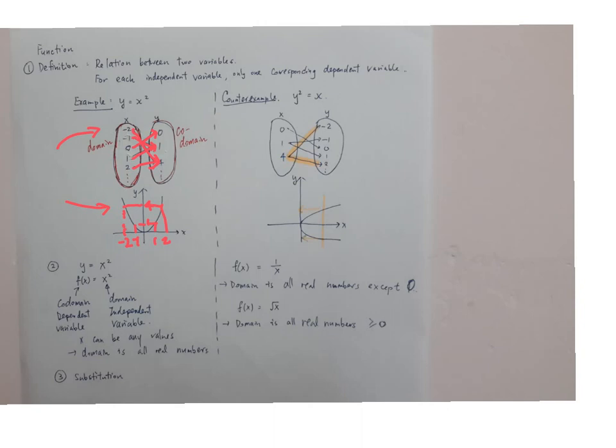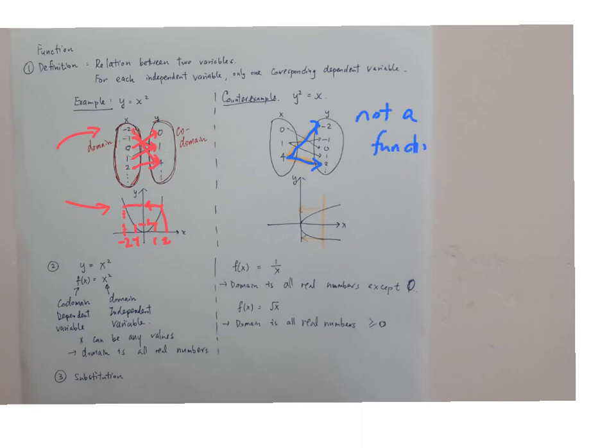But if you look at another example, y squared equals x. When I substitute x equals 4, y can be -2 and 2. So in this case, for each independent variable x, there is more than one corresponding dependent variable, which can be -2 or 2. So this one is not a function.